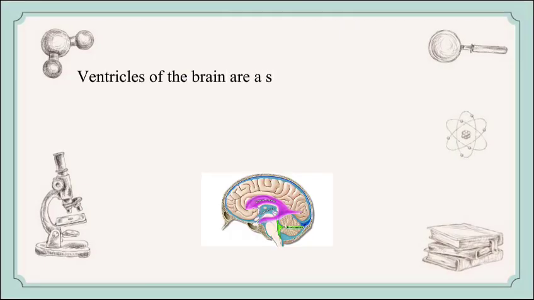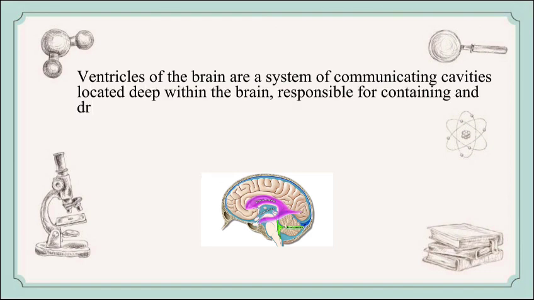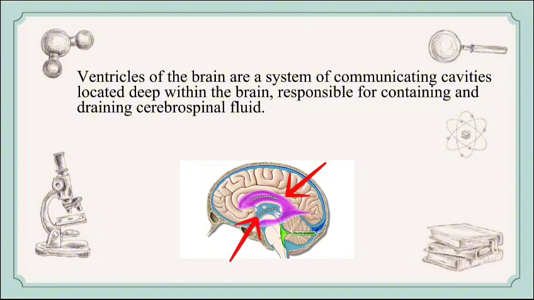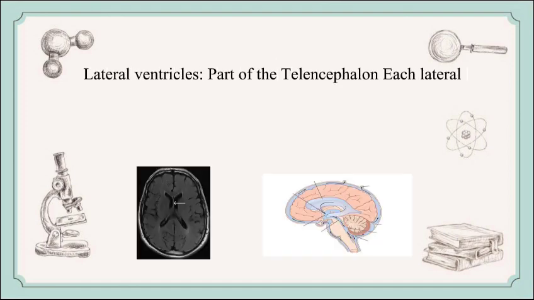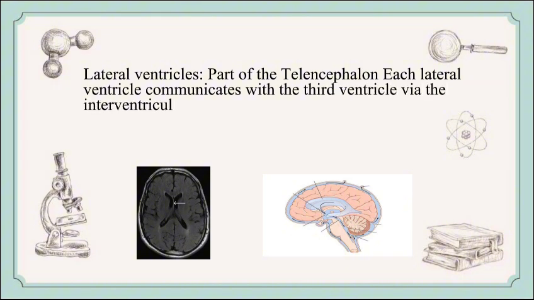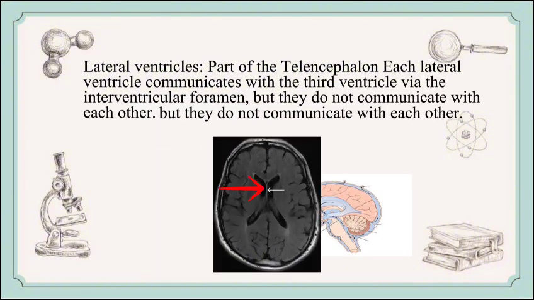Ventricles of the brain are a system of communicating cavities located deep within the brain, responsible for containing and draining cerebrospinal fluid. It consists of 2 lateral ventricles, the third ventricle, and the fourth ventricle. So now, let's talk about the lateral ventricles. This is part of the telencephalon. Each lateral ventricle communicates with the third ventricle via the interventricular foramen, but they do not communicate with each other.